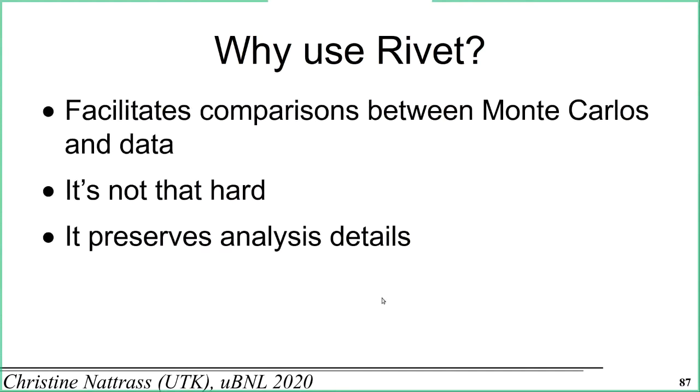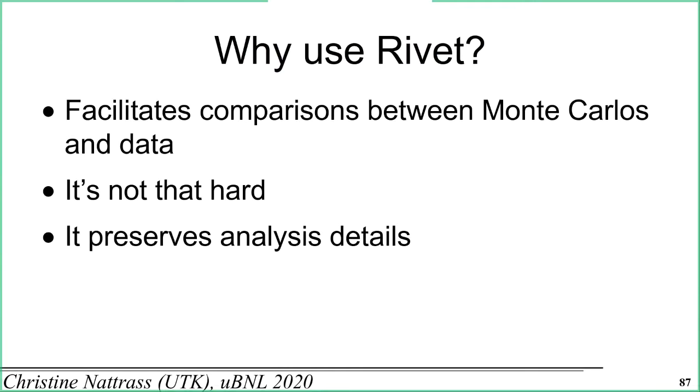Why should we do this, especially, well, why should we do it in general? Because it makes it really easy to compare models and data. It's not that hard. It preserves analysis details. For jets in particular, there are a lot of these little finicky analysis details. Did you use a constituent cut? Did you require at least one 5 GeV hadron? How exactly did you implement your background subtraction algorithm? Did you use an area-based subtraction or did you use the ATLAS iterative method? And if you use Rivet, you're treating the Monte Carlo exactly like the data.